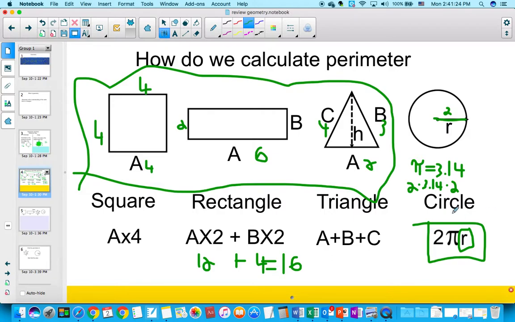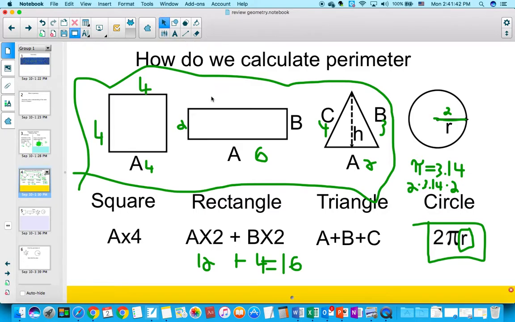So know this equation. Know it by heart, because it shows up in grade 8. It'll show up in grade 9, all the way through math in high school. And if you decide to take math in university, I guarantee you it'll show up there too. So know 2 pi r is the perimeter, for the perimeter of a circle.